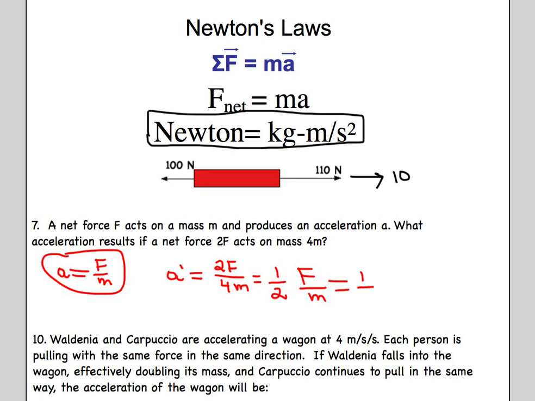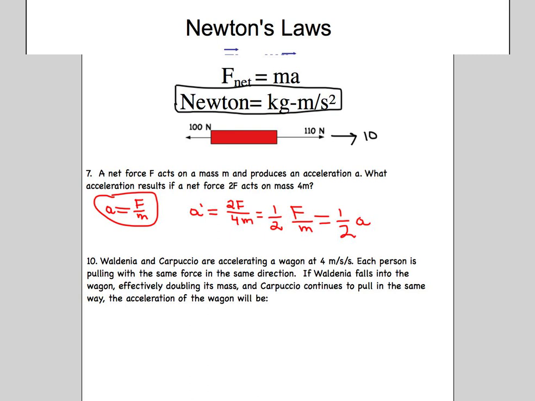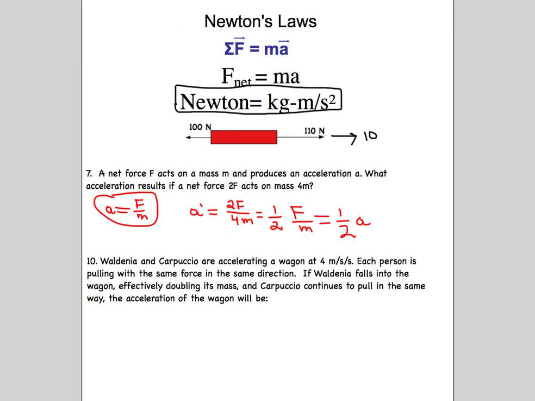Let's take a look at this problem with Baldino and Capucci, who are accelerating a wagon at 4 meters per second squared. Each person is pulling with the same force in the same direction. If Baldino falls down, but not down, but falls actually into the wagon, effectively doubling its mass, and Capucci continues to pull in the same way, the acceleration of the wagon now will be.